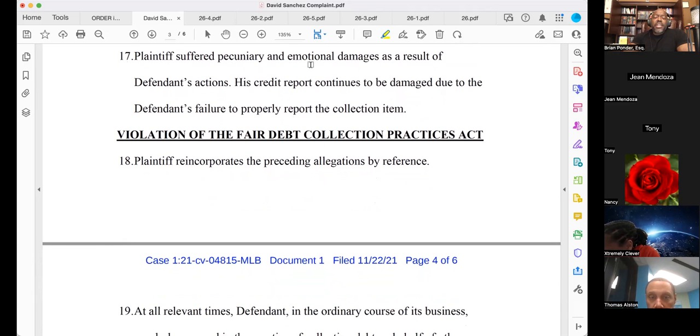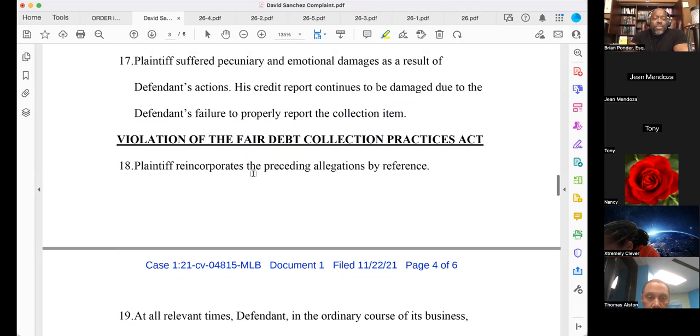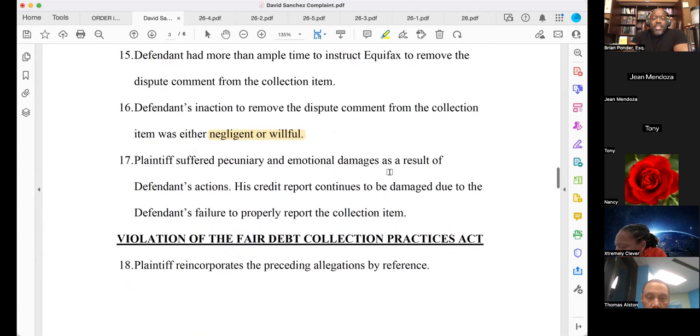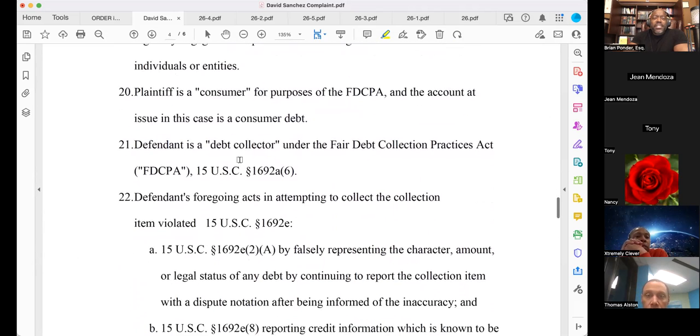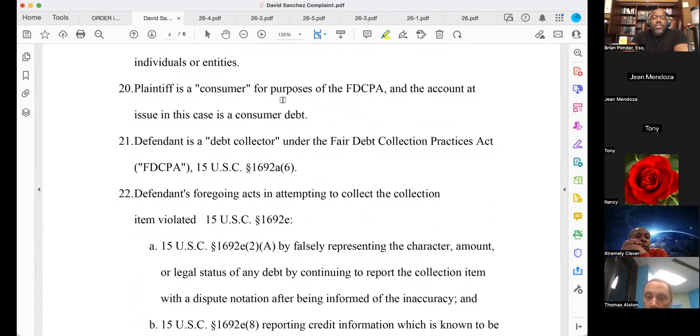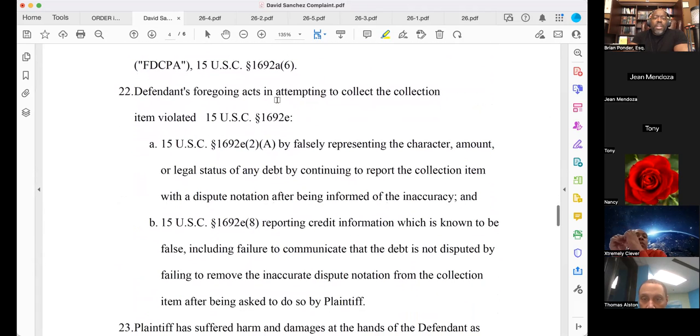Plaintiff suffered pecuniary and emotional damages as a result of defendant's actions. His credit report continues to be damaged due to defendant's failure to properly report the collection item. Okay. That should have been 2 sentences, but plaintiff reincorporates the preceding allegations by reference. Violation of the FDCPA. Defendant in the ordinary course of business, okay, they're a debt collector. Plaintiff is a consumer. Okay. Defendant is a debt collector. Defendant's foregoing acts and attempts to collect the debt violated 1692e.